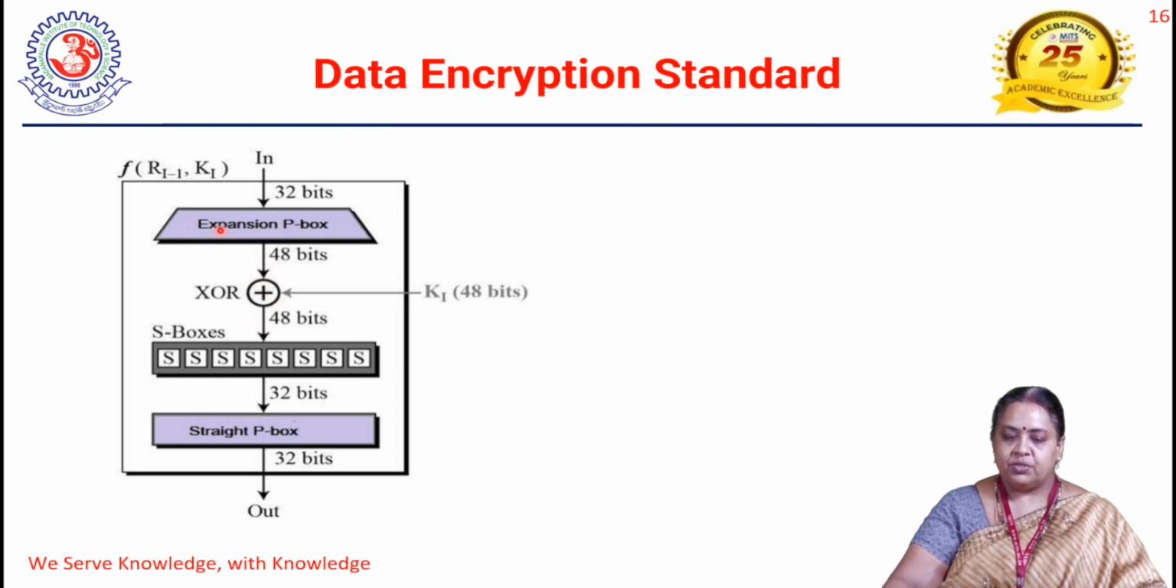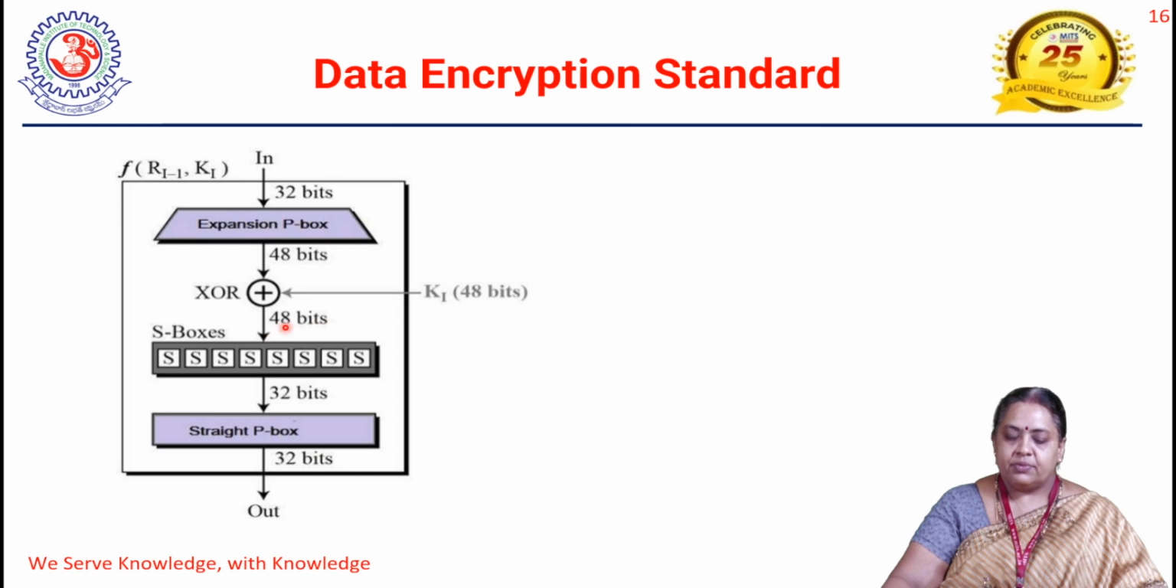So we are going to use the expansion P box. In the round function, we use the expansion P box so that the 32 bits are expanded to 48 bits. That is a permutation box. We extend this 32 bits to 48 bits so that it can be XORed with the key. After XORing, we get the 48-bit result.